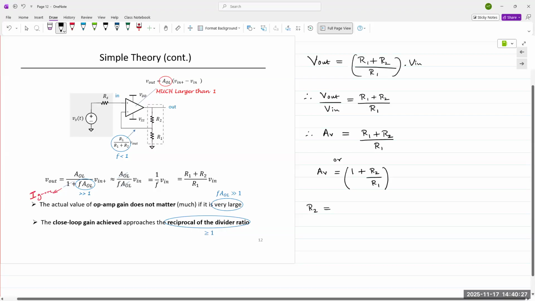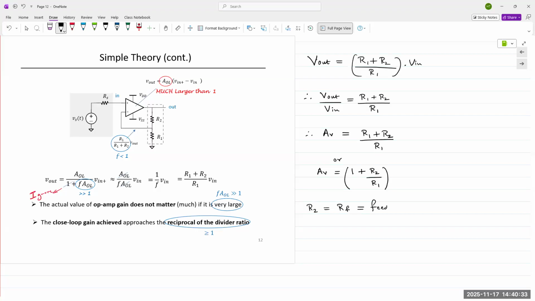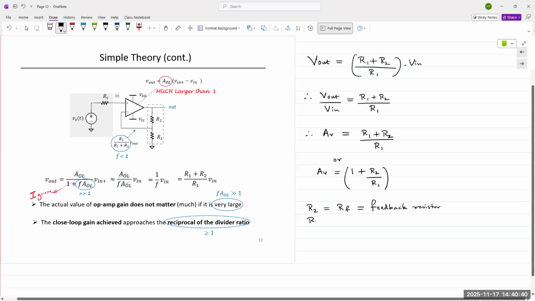These resistors are also sometimes known by other terms. R2 is sometimes known as RF, which stands for the feedback resistor. And R1, sometimes described as RI, stands for the input resistor.